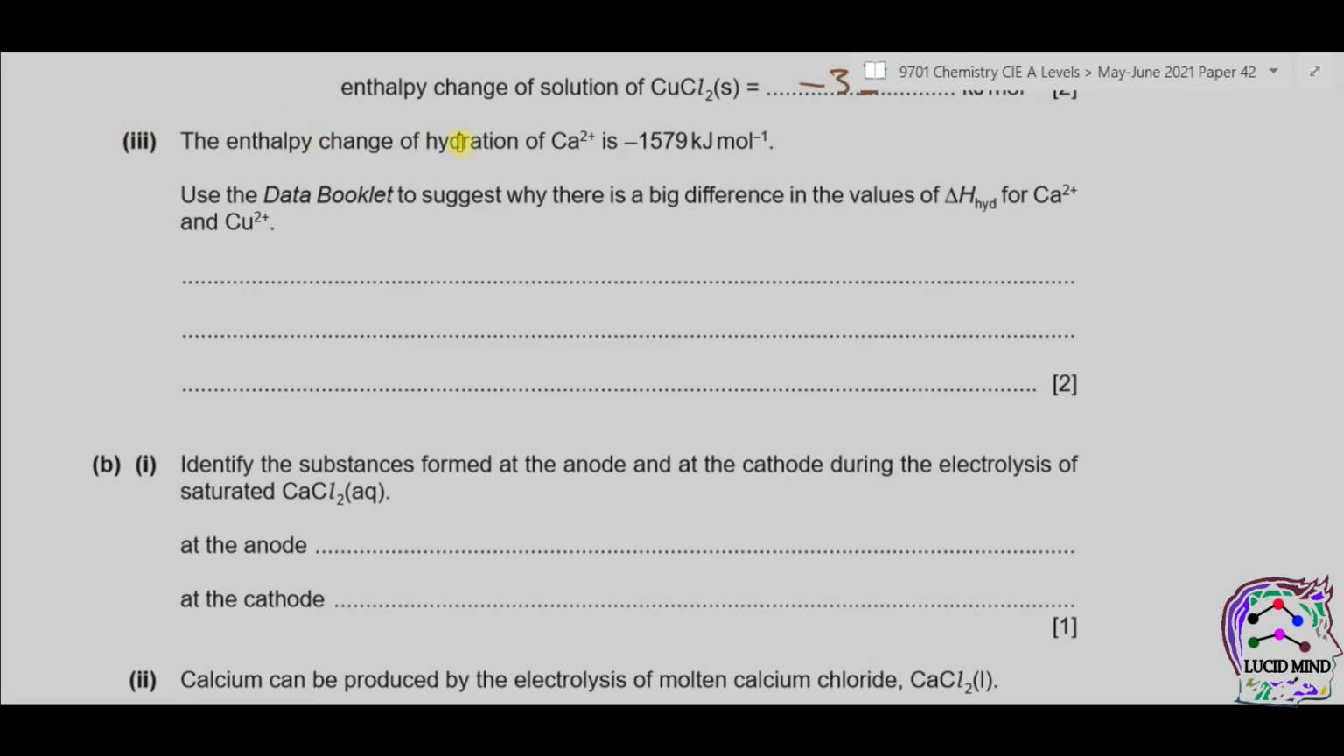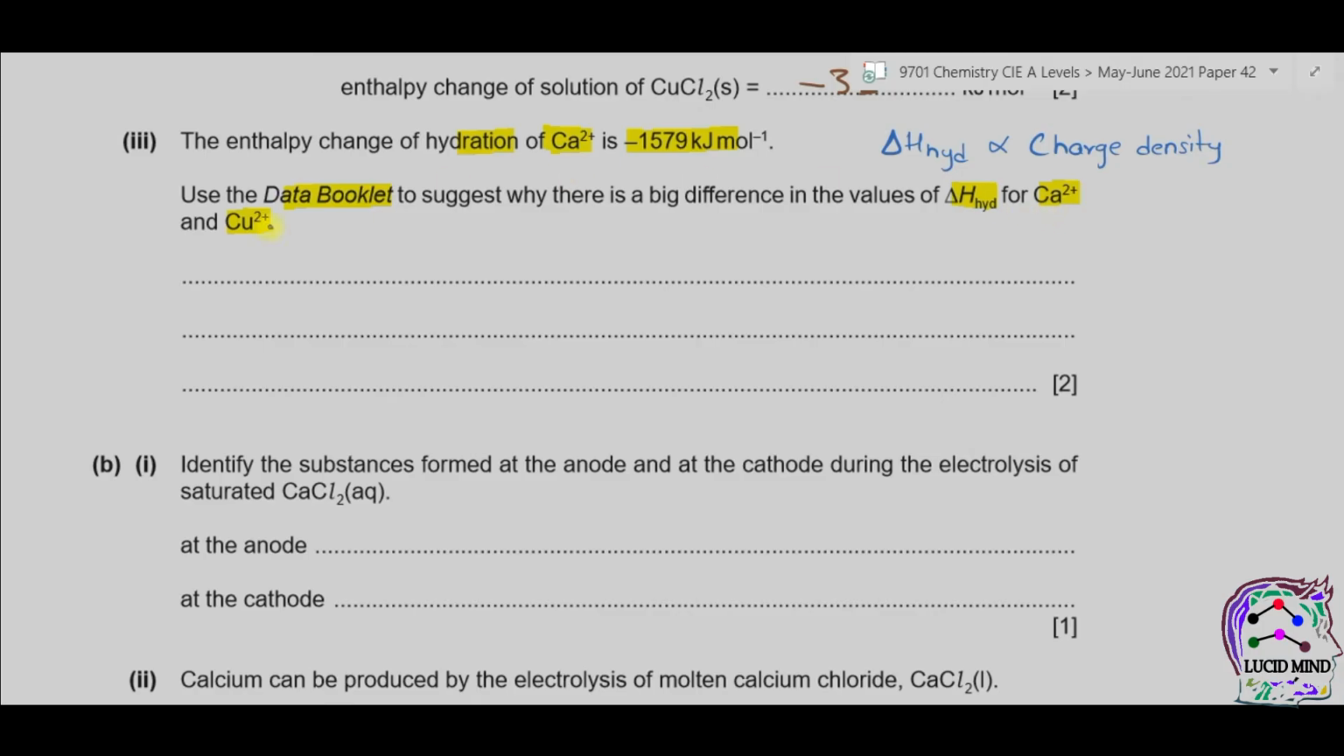Part 3, the enthalpy change of hydration of calcium 2 positive is this much. Use the data booklet to suggest why there is a big difference in the values of delta H hydration for calcium and copper. Now delta H hydration is always directly proportional to the charge density of the cation. The greater the charge density of the ion, the greater will be the enthalpy of hydration, because stronger forces of attraction will develop and more energy is released.